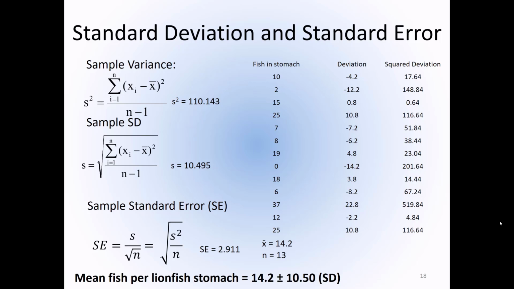So we can report our data in two different ways. We can report our mean fish per lionfish stomach, plus or minus the standard deviation, to get an understanding of how much variability we have in our data set. Or we can report this with the standard error, which gives us an estimate as far as how good our sample mean does in estimating the population mean.